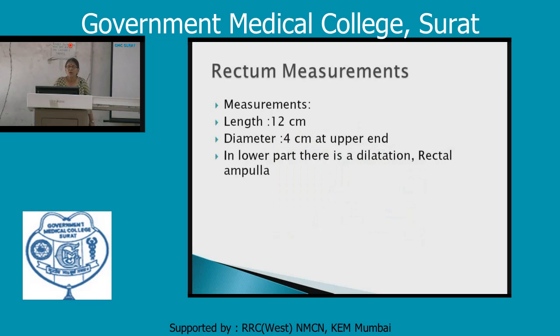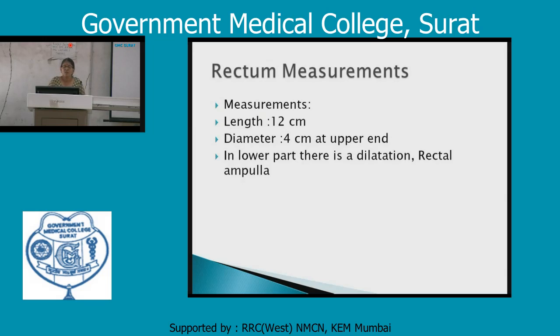Now what are the measurements of the rectum? It is 12 centimeter long, and the diameter at the upper end, where it continues with the sigmoid colon, is 4 centimeter. At the lower end, there is a dilatation in the rectum known as the rectal ampulla. So these are the measurements: 12 centimeter length, 4 centimeter diameter at the upper end, and a dilatation, the rectal ampulla, in the lower part.